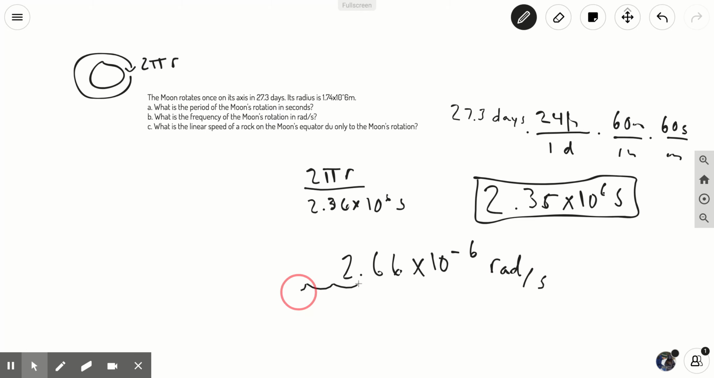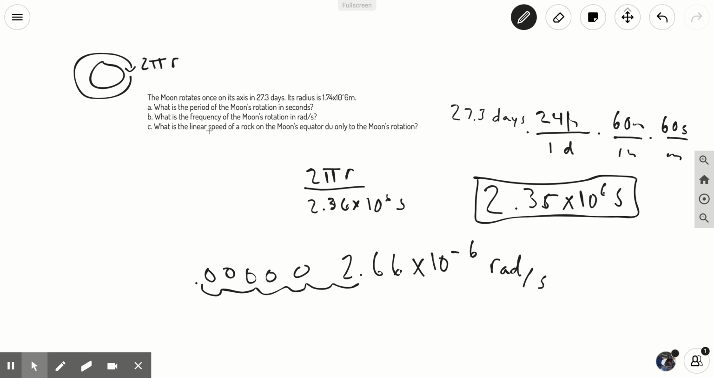So in other words, 0.0000266 radians per second. All right. So in other words, it's going pretty slowly.